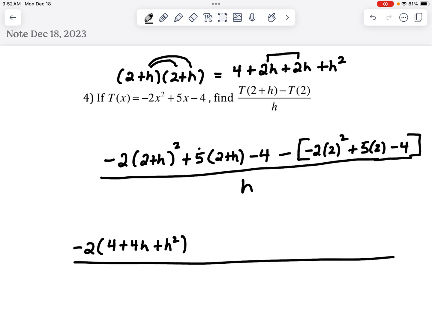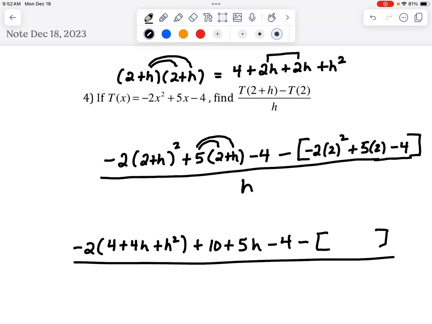Next, distribute the 5. So that means there's 5 times 2 is 10 plus 5 times h. After that, there's a minus 4, and then we need to see what's inside the square brackets. So inside the square bracket there is a negative 2, and then 2 squared is 4, and then plus a 10 and minus a 4.